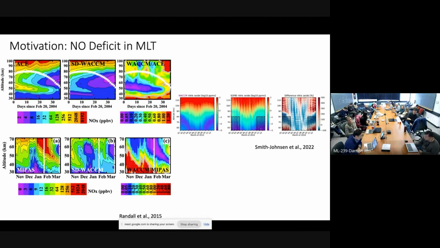So this is an introduction to the previous studies by Randall et al. You can see the comparison with various observations, ACE, MIPAS, and SOFIE, and they show similar kinds of deficiencies in the WACCM simulation. You can see that this is a much lower level in the MLT region than what has been observed, and the same here. And this is in the southern winter hemisphere. It's again a very low level of nitric oxide here in the MLT region.